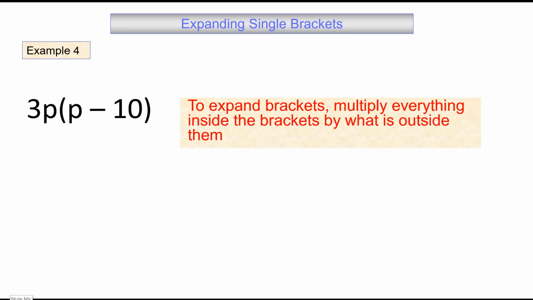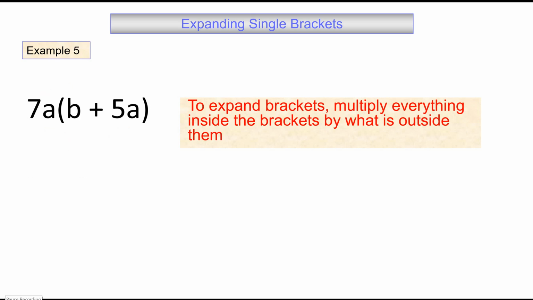Example 4. So we have 3p open bracket p minus 10 closed bracket. So first of all, we need to multiply 3p by p. That will give you 3, because in front of this p here is a 1, isn't it? 3 times 1 is 3, p times p is p squared. Then we need to do 3p times minus 10. Positive times negative is a negative. 3 times 10 is 30, but it's 3p times 10, so we need 30p, like that.